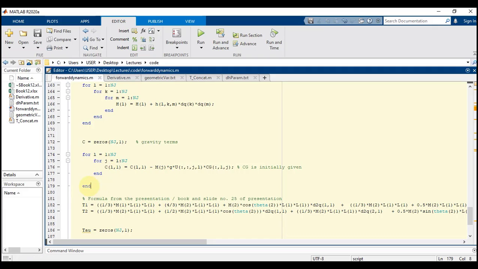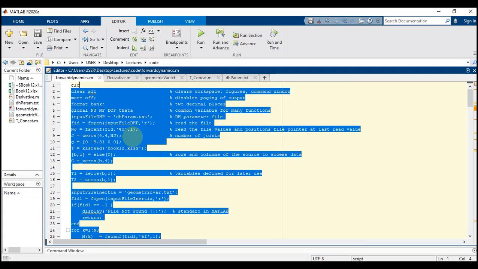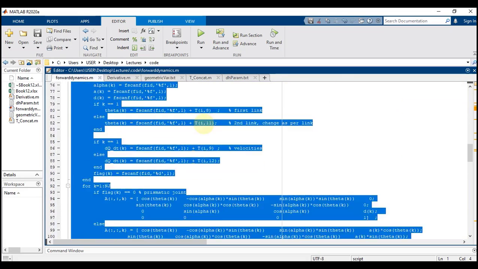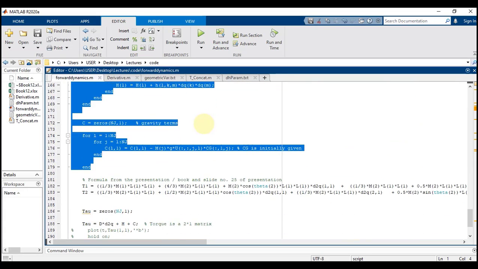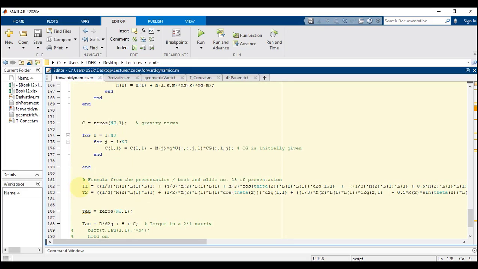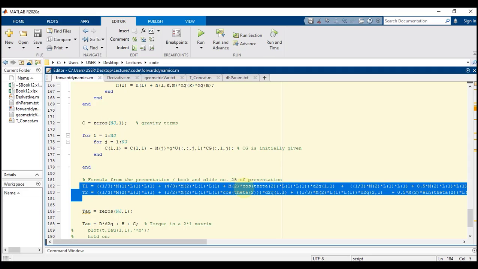So till here, this complete code is actually the generalized code for inverse dynamics of a manipulator, and this is using the Euler Lagrange method. To validate this code, which is highlighted in blue, we have also written this expression which we got directly for a two-link manipulator. So the above code is the generalized code, and this part of the code is the torque equation for a two-link manipulator with revolute joints.